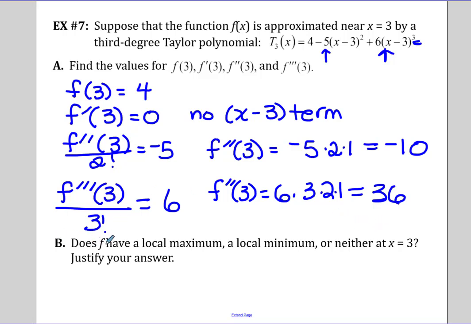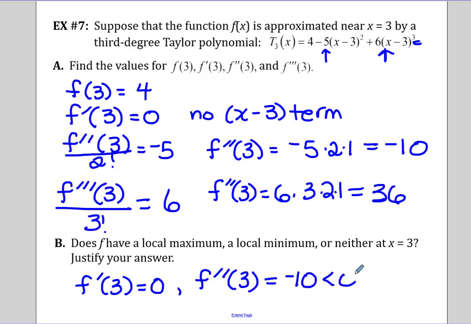And then lastly, does the function f have a local maximum, a local minimum, or neither at x equals 3? And how do you know? Well, let's see. We know the first derivative is 0. F prime of 3 is 0. And what else do we know? We know the second derivative at 3 is negative 10, so it's less than 0.